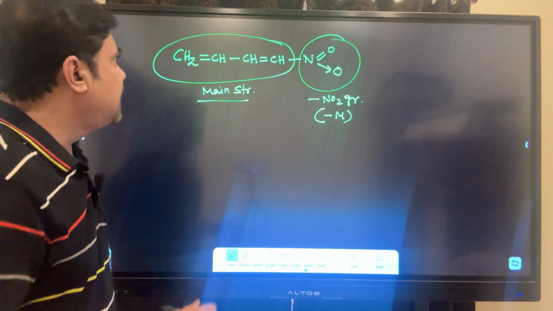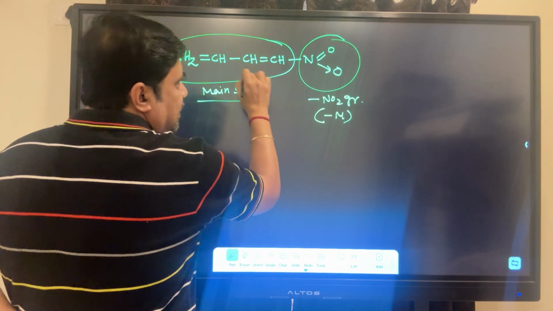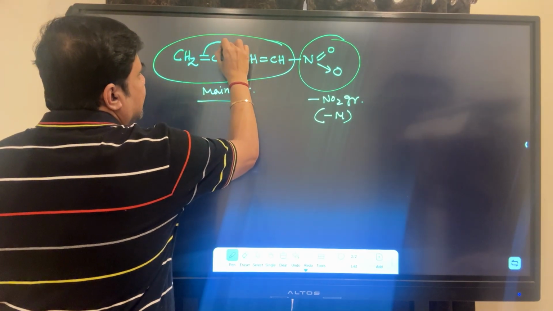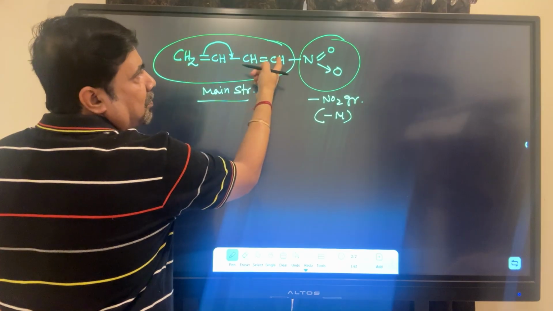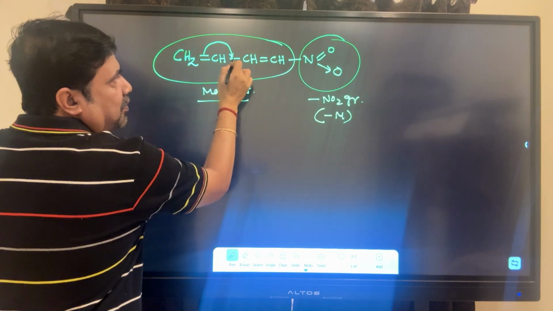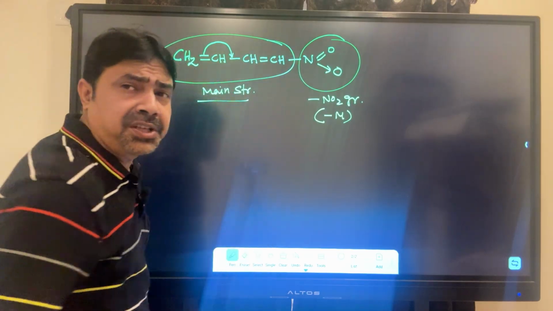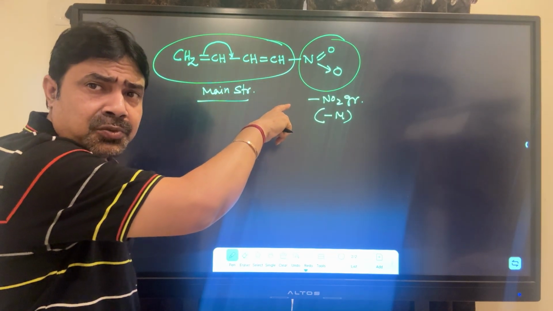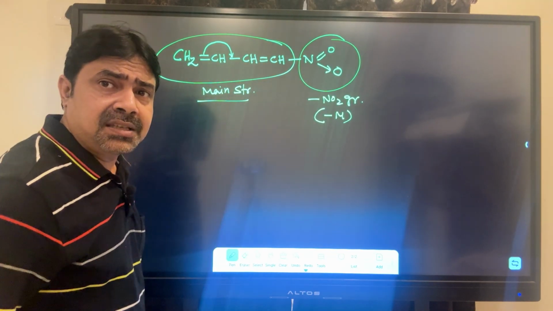So now if you look at here, what will happen? Nitro will exert that effect. That means you look at double bond, single bond, double bond, single bond. That means a conjugated system is there. Double bond, single bond, double bond, single bond. Conjugated system. In that conjugated system, who is there? Nitro. Nitro can exert what effect?